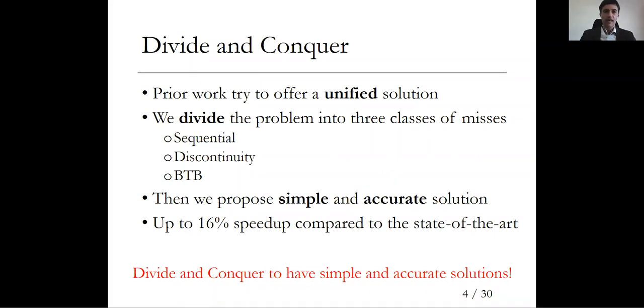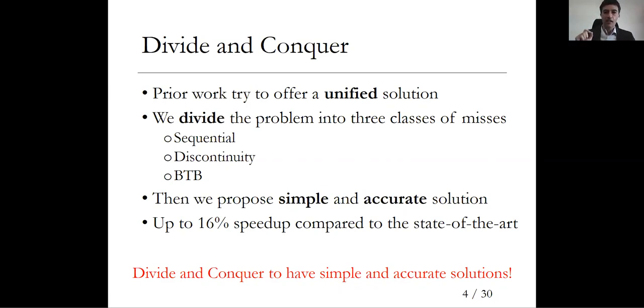We observe that the reason that prior prefetchers could not achieve high performance with low storage overhead is because they were trying to solve the whole problem at the same time. They were trying to address the front-end bottleneck with a single solution. Instead, in this work, we tried to divide the front-end bottleneck into several smaller problems.